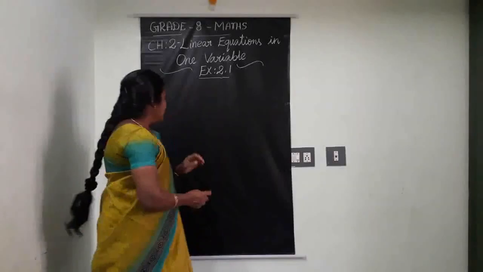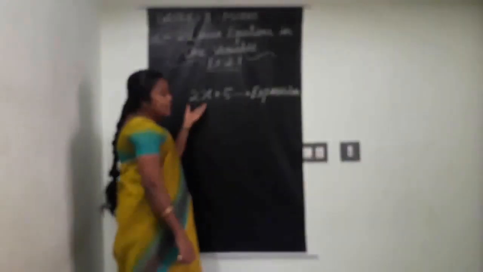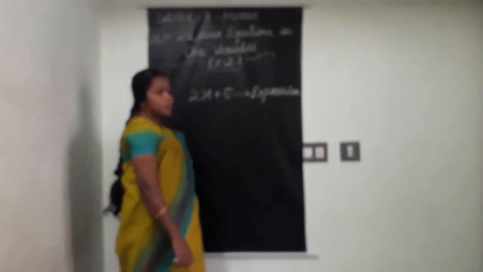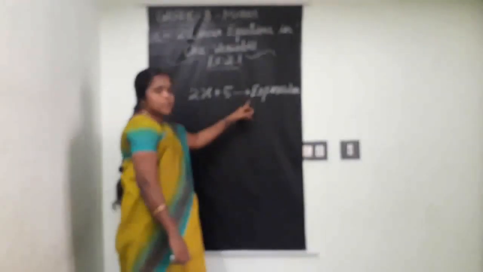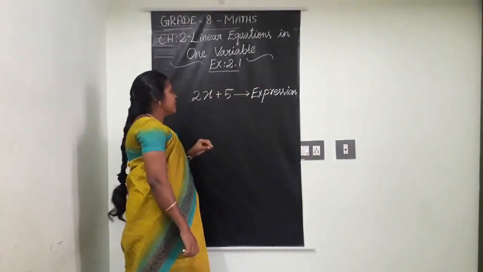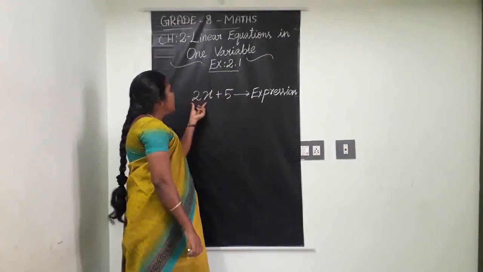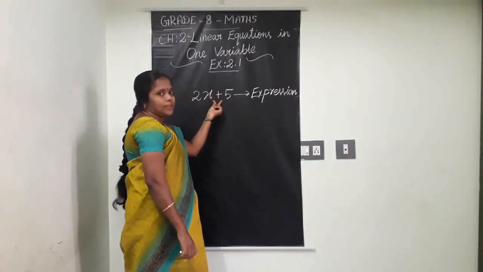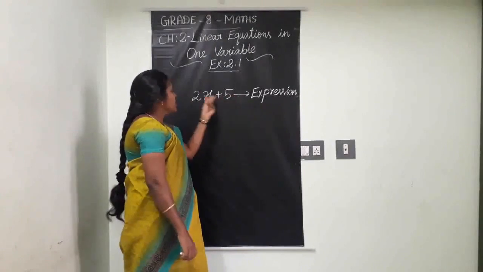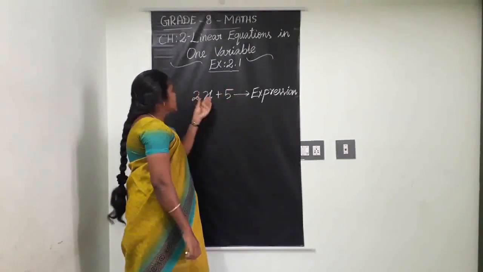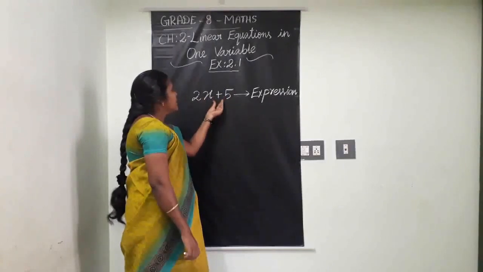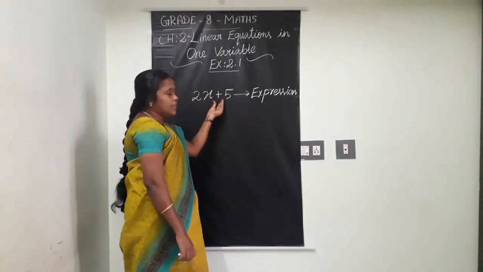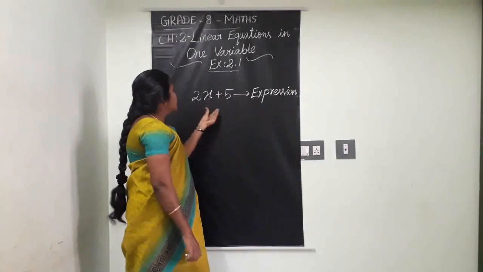See, for example, 2x plus 5 is an expression. What is an expression? An expression is a combination of variable and constant connected with operation. An expression is a statement containing variable and a constant connected with operations. Clear? Here 2x is variable.